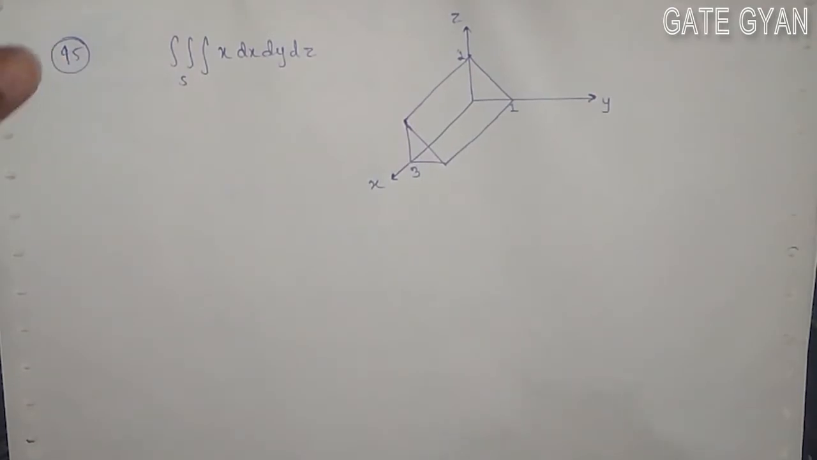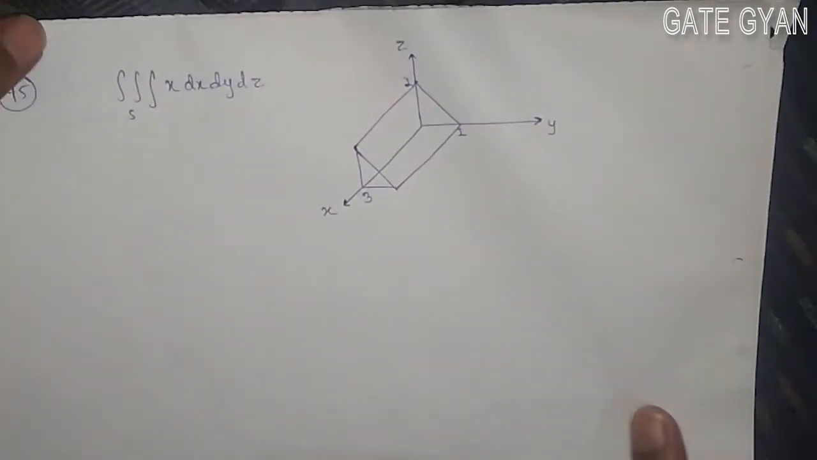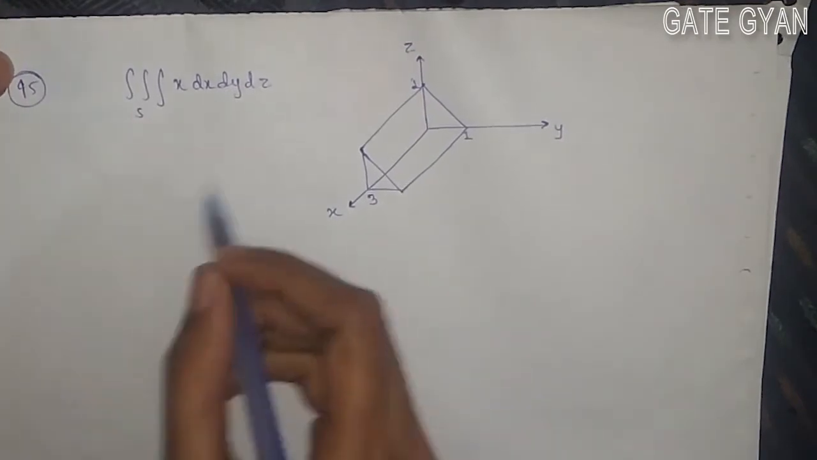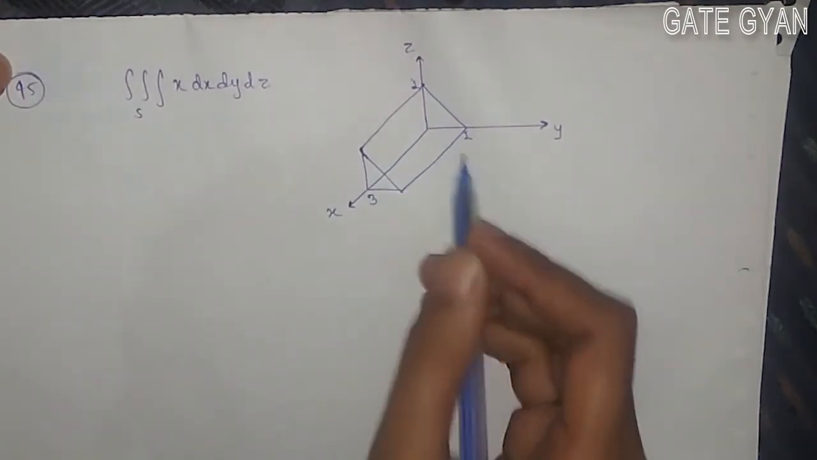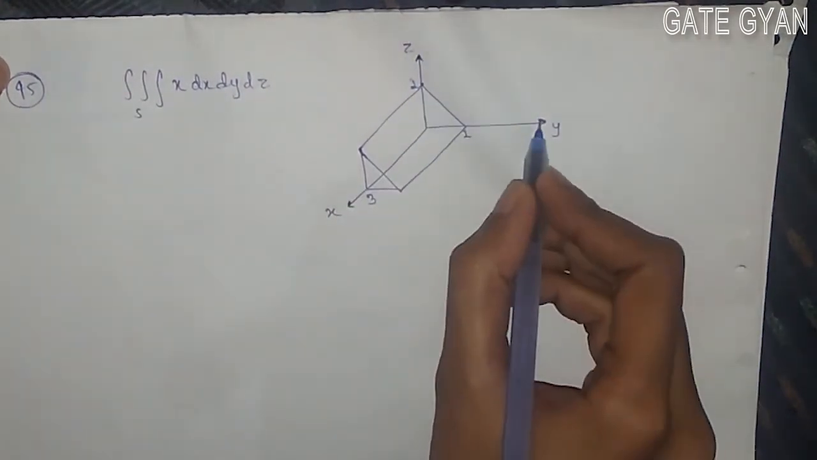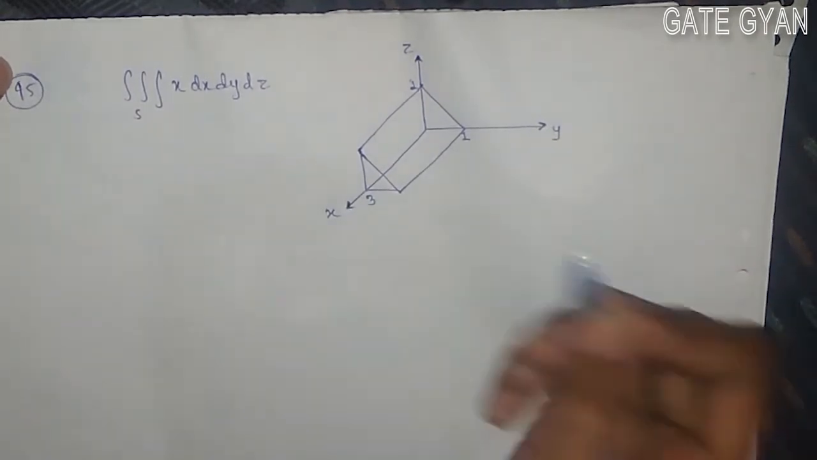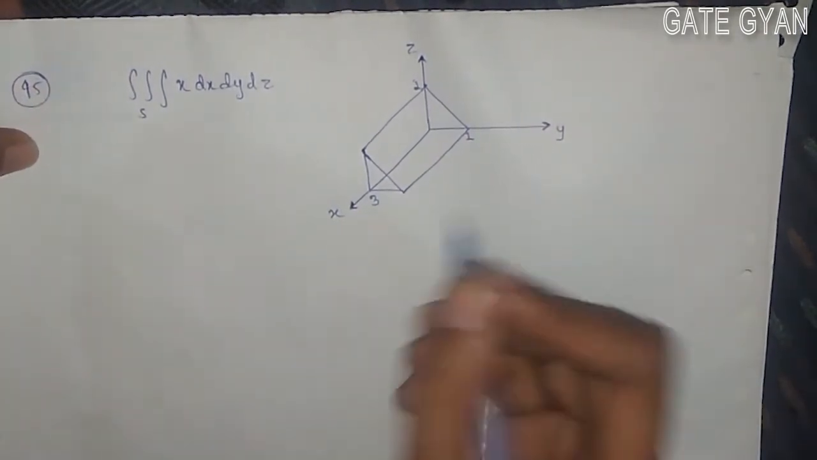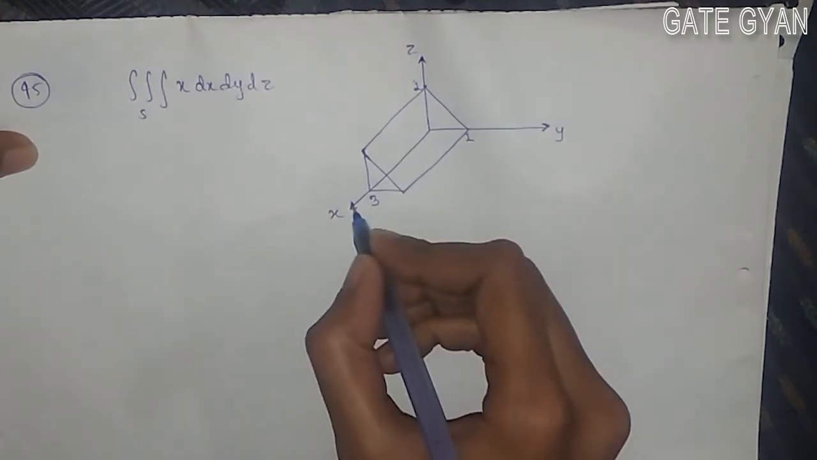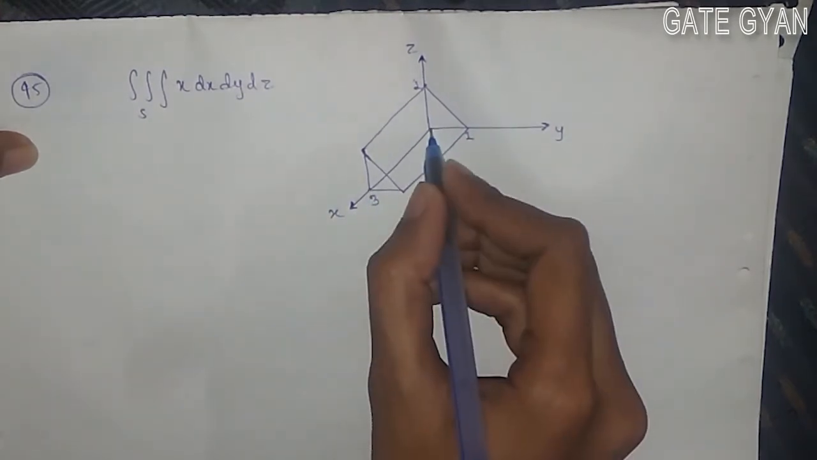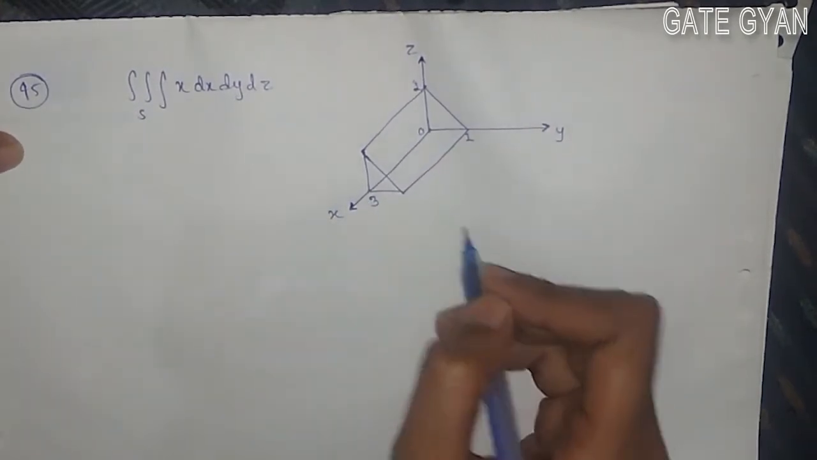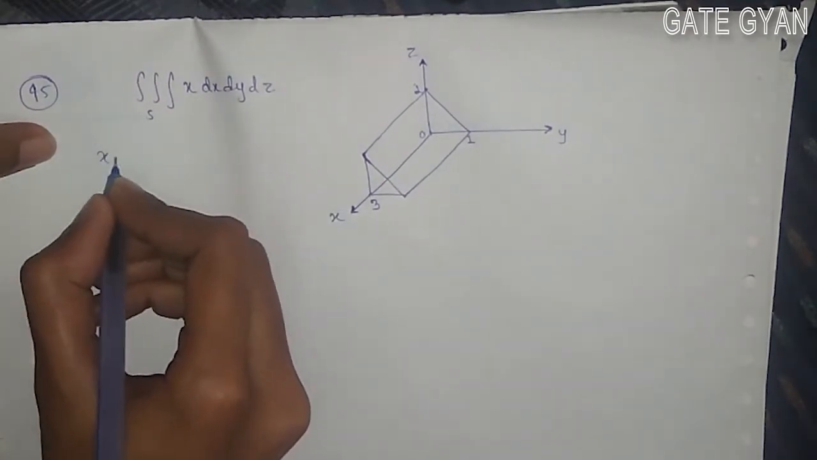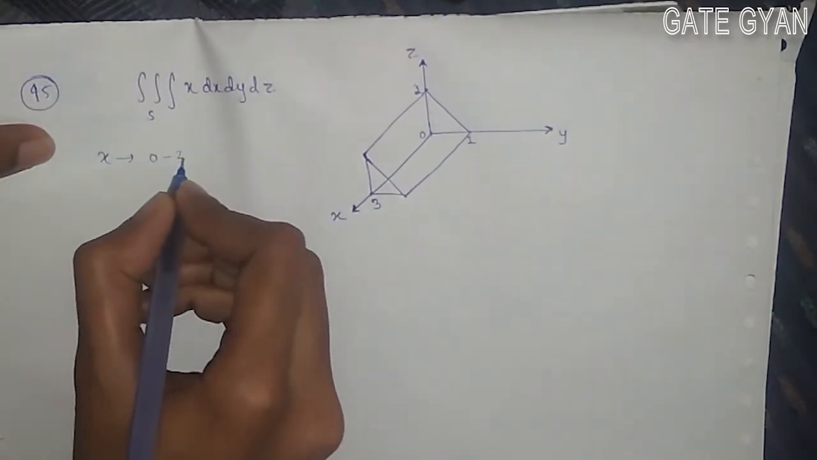In this question, we have to find the volume integral, and for the limits, we have been given this x, y, z. So to get the limit of x, this is our x coordinate, and it is varying from 0 to 3. So the limit of x is 0 to 3.